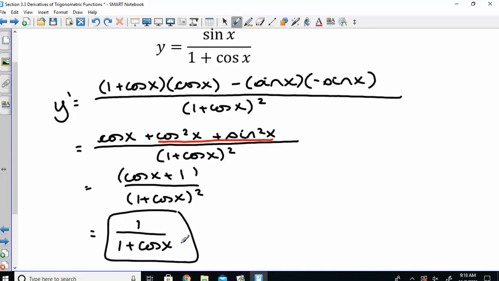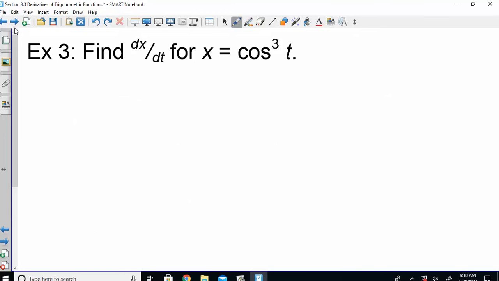Questions there? Let's do one more example and then I'm going to stop for today. So I need the derivative for x equals cosine cubed t.